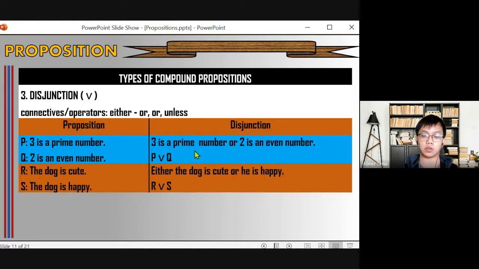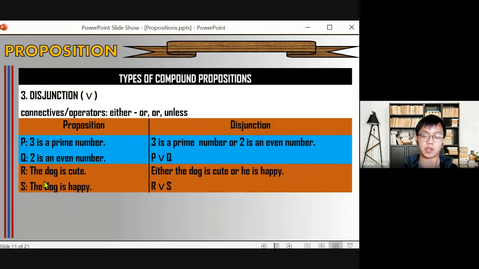Okay, so the disjunction of that we can have here, as long as we use a connective that is under disjunction. So we are going to use here or. So therefore, 3 is a prime number or 2 is an even number. So if you're going to observe, we use here or. If you are going to symbolize that one, that will be P or Q. So it follows, kung anong noun ng proposition, yun din yung mauna sa ating symbol form. Okay. So that is an example of disjunction.